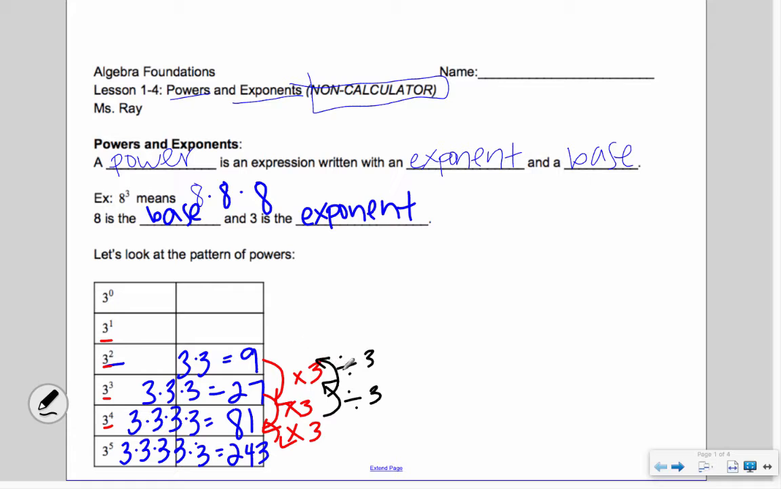So if this is the pattern, then what's going to happen when I go back from 3 squared to 3 to the first power? Well, I'm going to divide by 3. So what is 9 divided by 3? It's 3. So that means 3 to the first power is 3. What happens when I go back one more? Divide by 3 again. What's 3 divided by 3? 1. So that means that 3 to the 0 power equals 1. It does not equal 0. So hopefully that helps you.